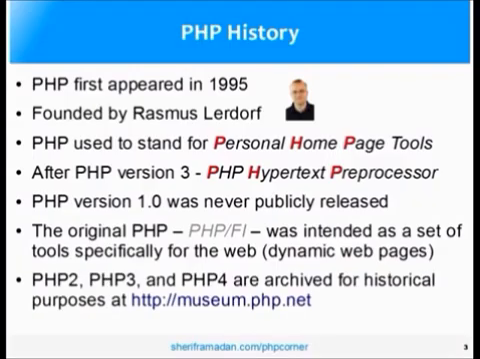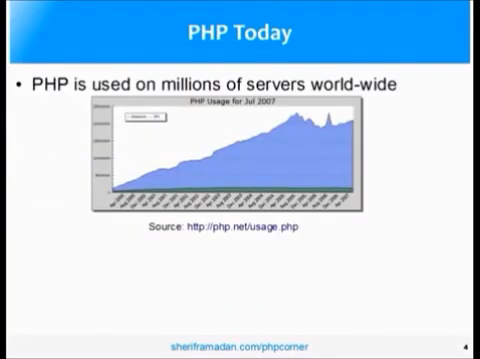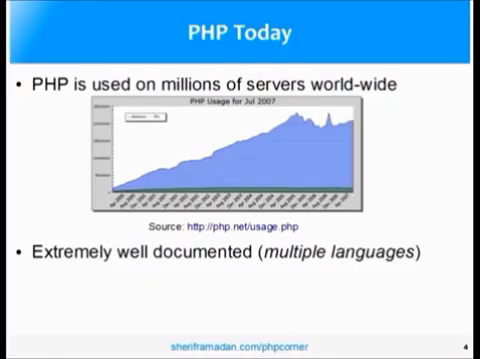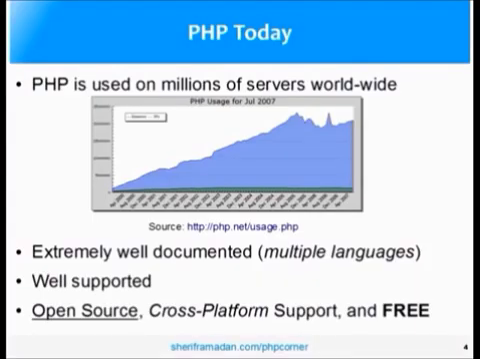If you're interested at all in looking at the source code for older versions of PHP, you can always take a look at the PHP Museum, available online at museum.php.net. Taking a look at PHP today, a statistic from 2007 shows us that there were around 25 million domains on the web that use PHP. It's an extremely well-documented language. You can even get the documentation in multiple languages, translated by various users from the PHP community. It's a well-supported language. It's open source. It's available on multiple platforms, and it's free.